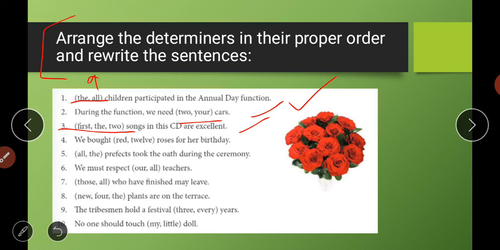Then, 'we must respect our all teachers.' So, we must respect all our teachers will be the right answer here. Then, 'those all who have finished may leave.' All those who have finished may leave.